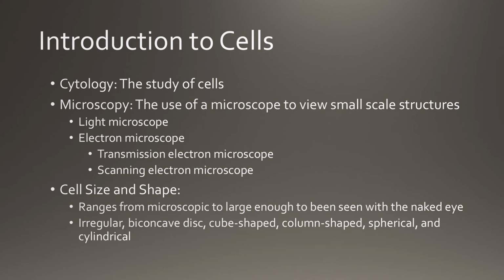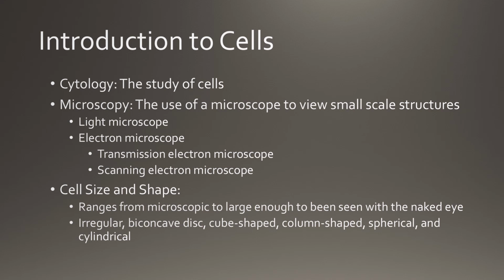This includes the transmission electron microscope, or TEM, which passes electrons through thin-cut sections of specimens. This visualizes internal structures in detail. Then there are scanning electron microscopes. This creates a detailed 3D image of a specimen's surface.